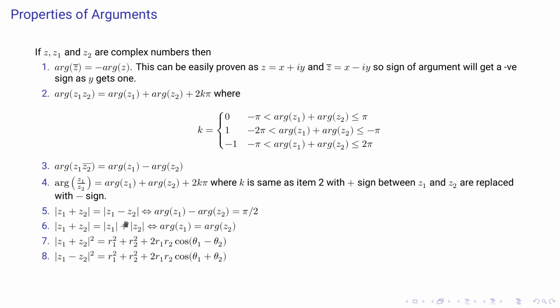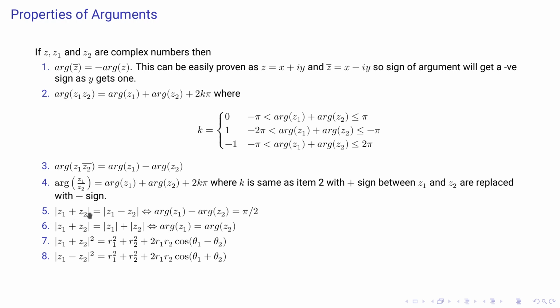I mean, you can verify all the results because I'm not going to prove a lot of these. Argument of Z1 by Z2 bar is equal to argument of Z1 minus argument of Z2. So you can see from here that argument of Z bar is equal to minus argument of Z. So you can think of this like negative of that. Now argument of Z1 by Z2 is equal to argument of Z1 plus argument of Z2 plus 2k pi, where k is the same as item 2, and the plus sign between Z1 and Z2 is replaced with a negative sign.